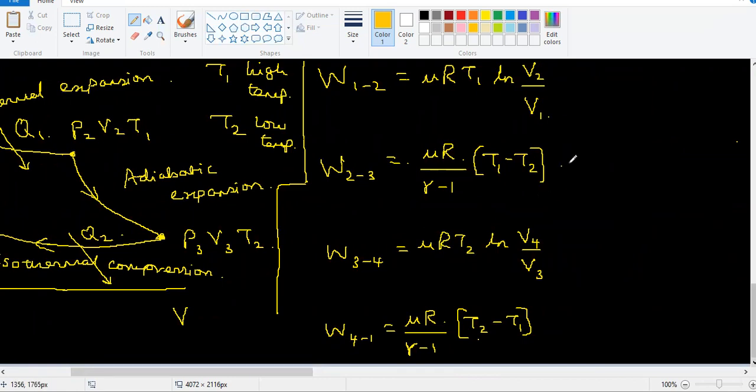This term and this term will cancel when you add, because this will be plus T1, this will be minus T1, this will be minus T2, this will be plus T2. So these two will cancel. What is left is only this and this. That means I need to add only this and this.